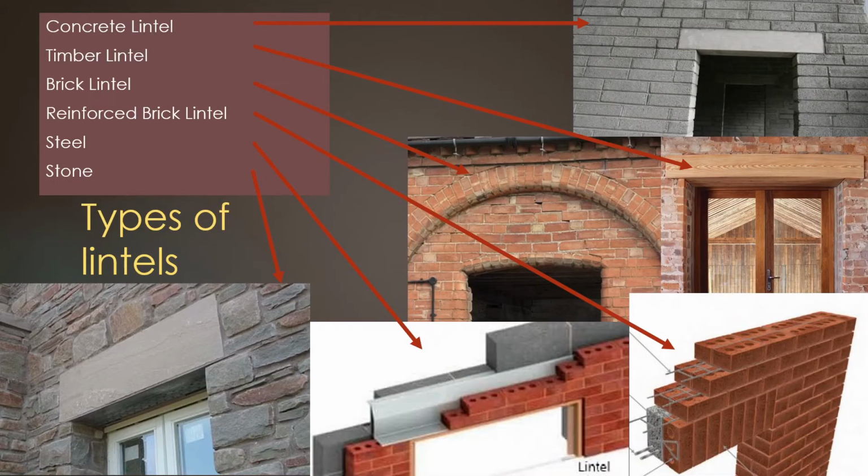What are the types of lintels we find? The main types of lintel are concrete, timber, brick, reinforced brick, steel and stone. Concrete lintels, I think we have already discussed. You can see here a concrete lintel to support the wall. Similarly, you can use timber. You can see in this figure that timber can be used to support the brick wall above. Timber also can be used like that.